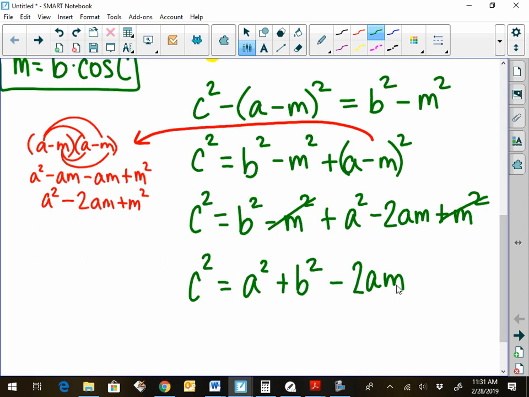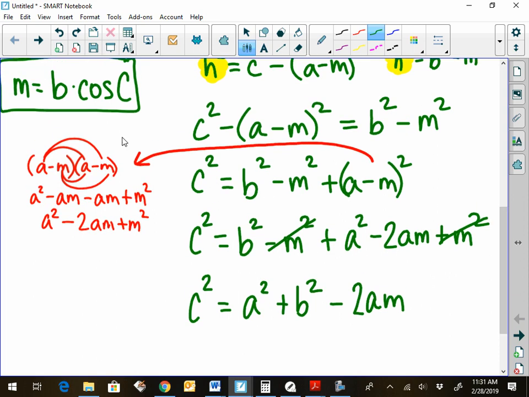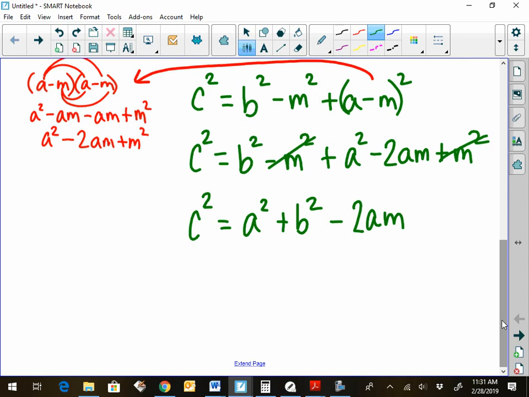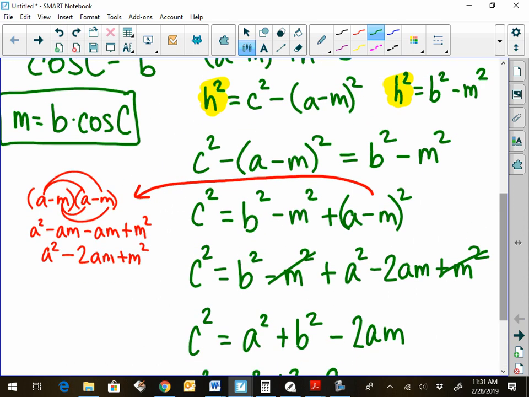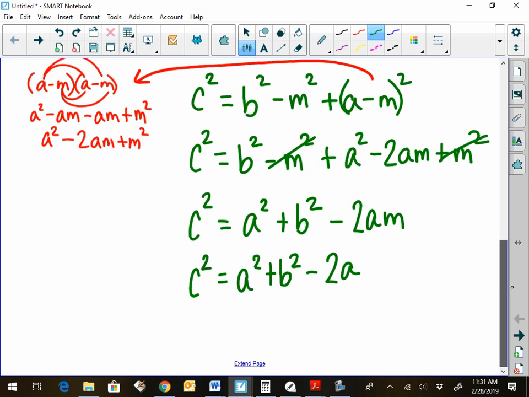Now let's go back. We want to get rid of all of the letters besides A's, B's, and C's. So do we know what M equals? Well, look up here. Remember before we solved it on our paper, we saw M equals B times cosine of big C. So we can replace that also. And we get C squared equals A squared plus B squared minus 2A. And then in place of M, we're going to write what we had right up here. So we're going to write B times the cosine of big C.